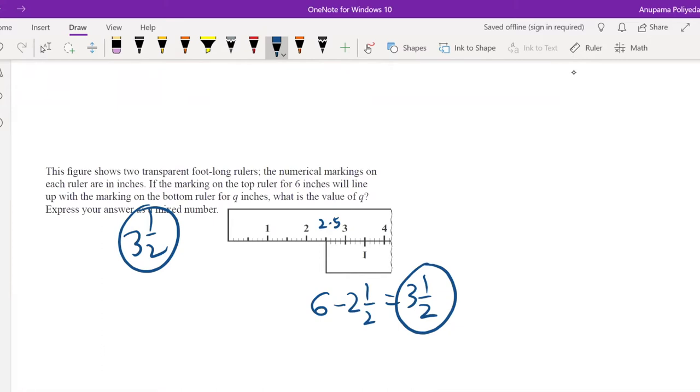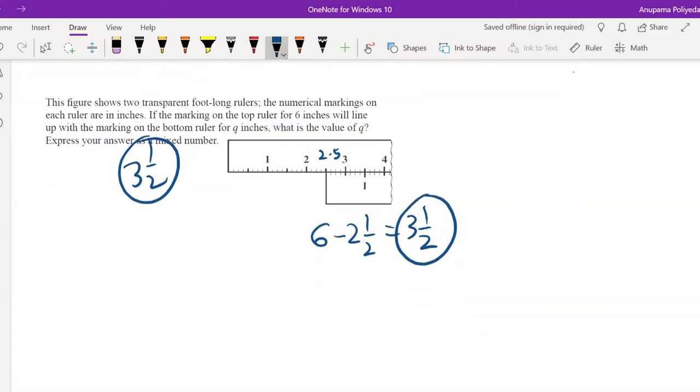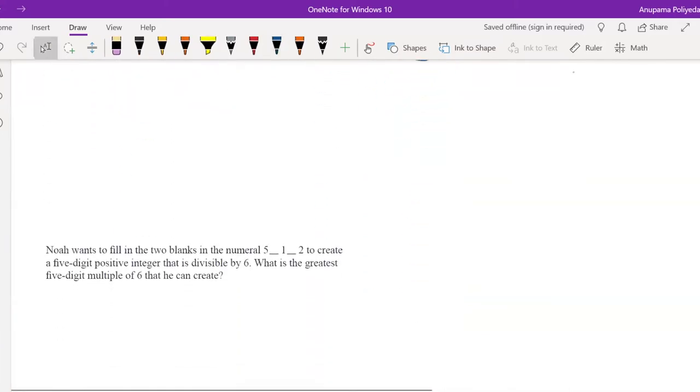Any questions? No. So what is everyone's answer for 21?